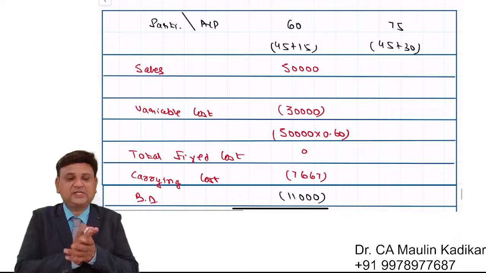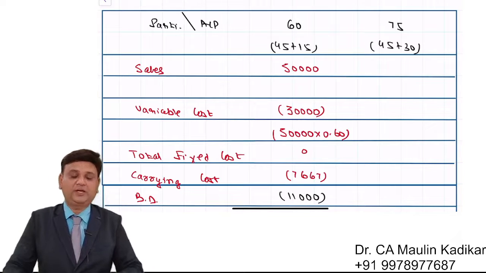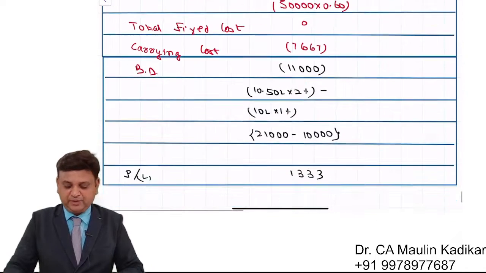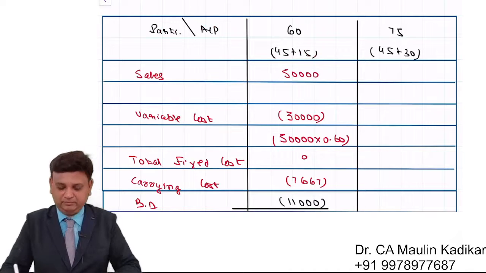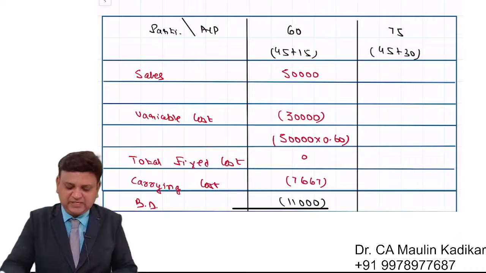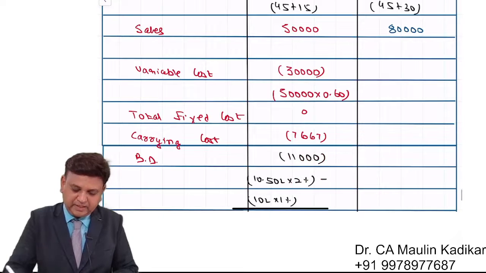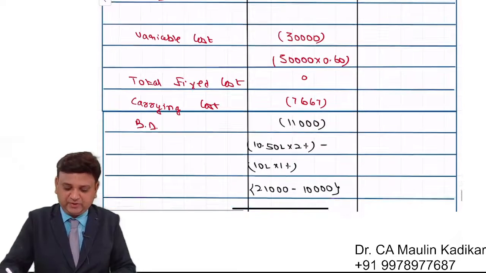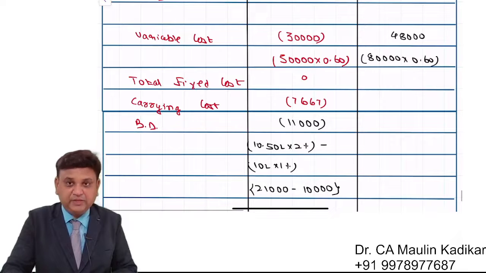Write an answer for the 60 days column, and for 75 days I request you to do the answer on your own and put your answer in the chat box. So against sales we will write an amount of 80,000. Then against variable cost it is 80,000 into 0.6. That comes to 48,000.